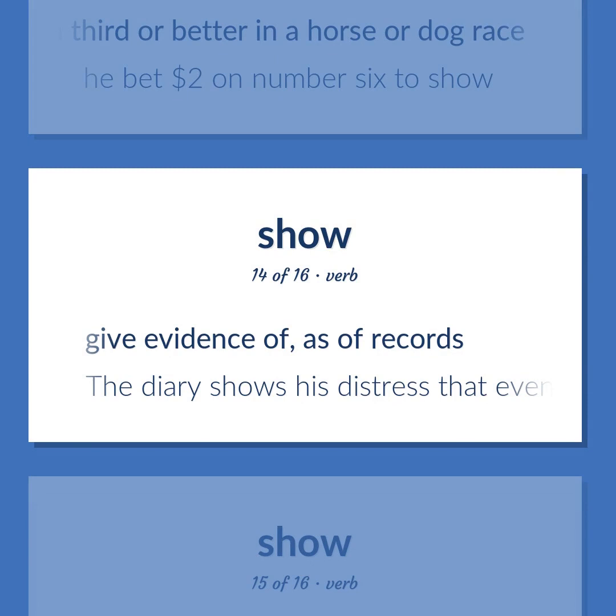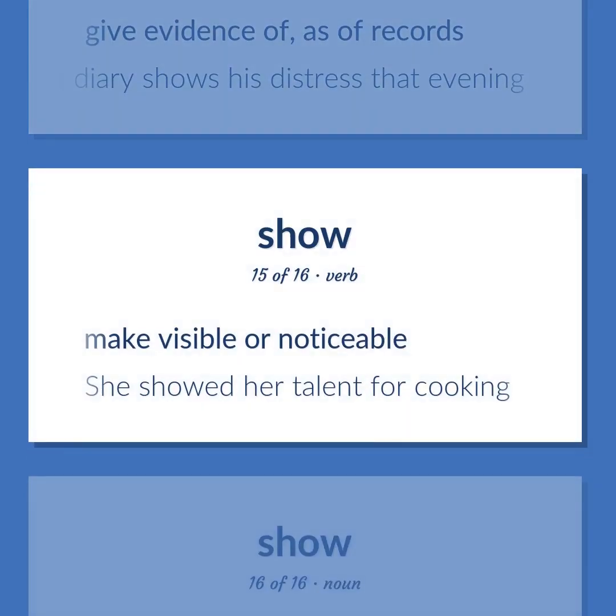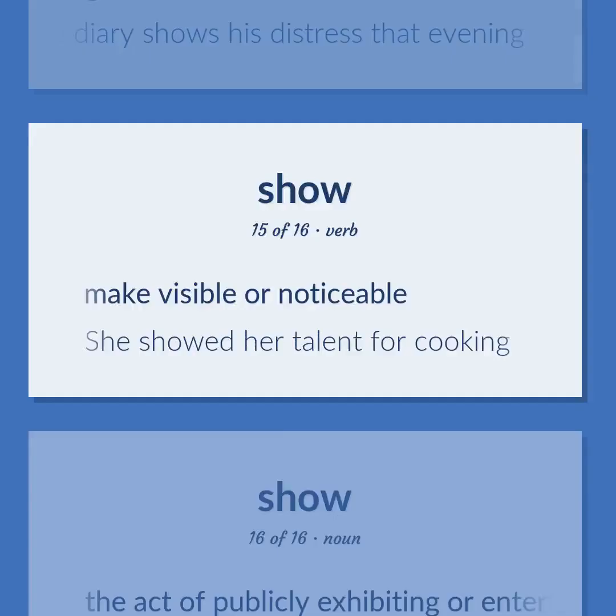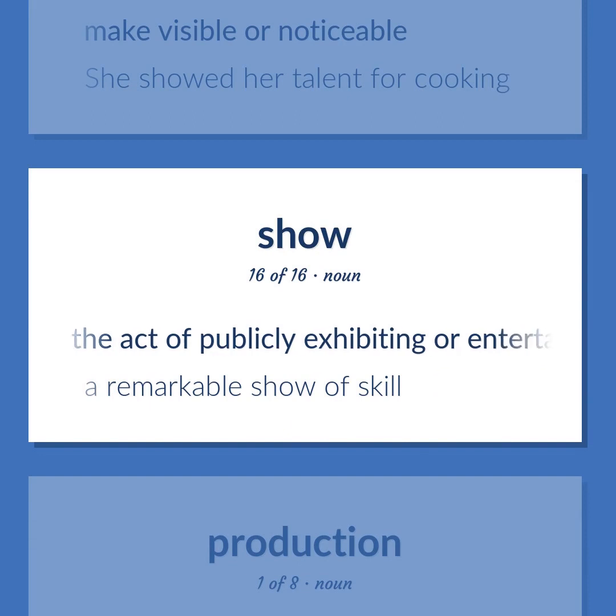Give evidence of, as of records. The diary shows his distress that evening. Make visible or noticeable. She showed her talent for cooking. The act of publicly exhibiting or entertaining. A remarkable show of skill.